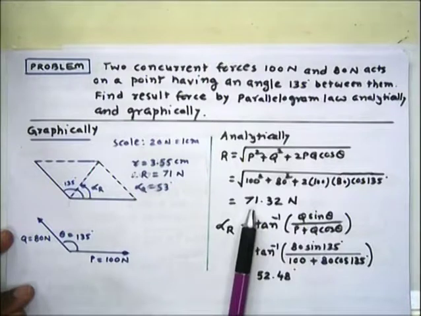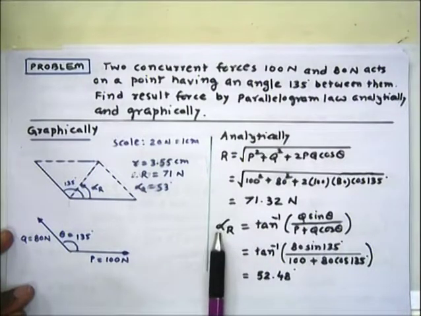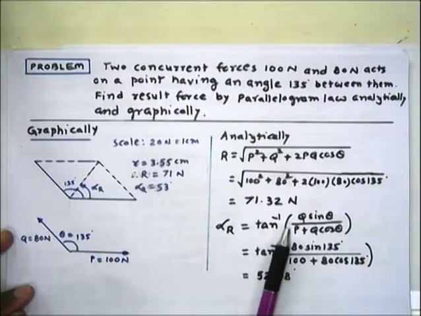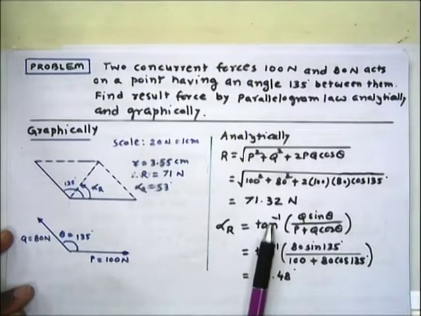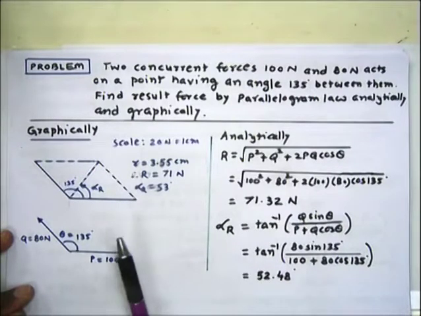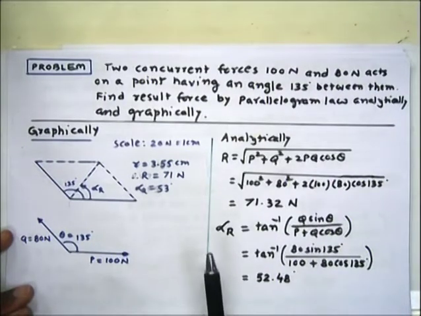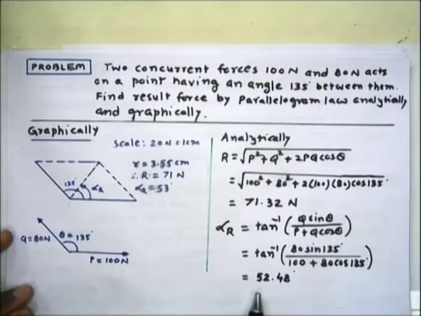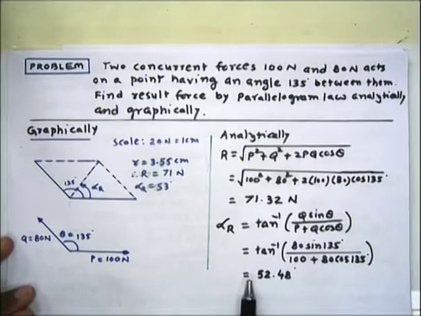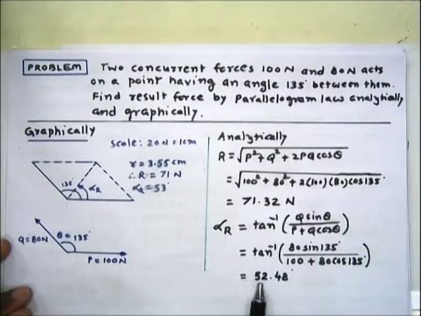So this is the magnitude of the resultant force, and the angle or direction of the resultant force, alpha R, is given by tan inverse of Q sin theta divided by P plus Q cos theta. Putting all values of P, Q and theta in this equation, we will get alpha R, and that is coming 52.48 degree. And mind well, this is of course with respect to P.